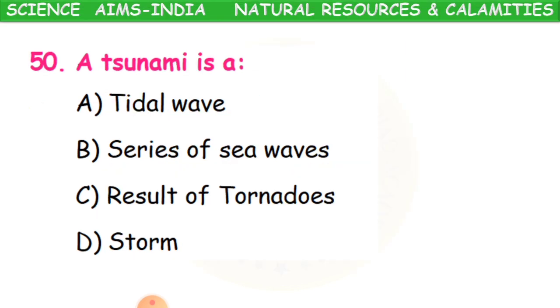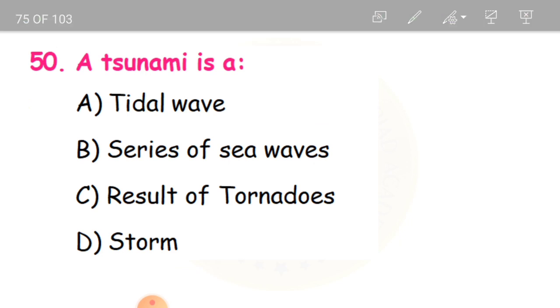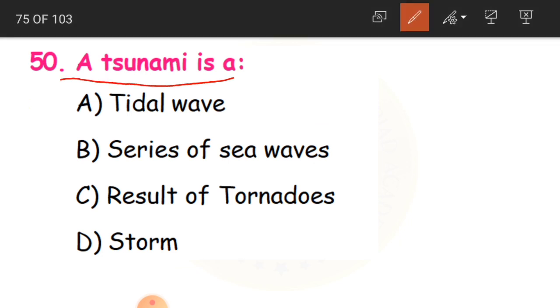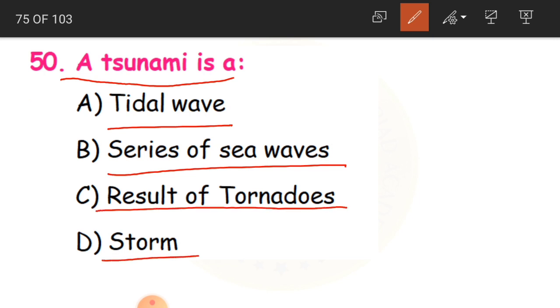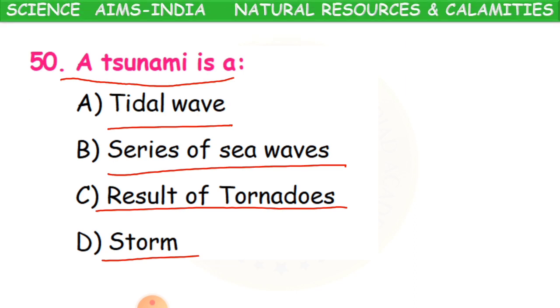Clear children? And the last question for today is, a tsunami is a, what is it? Is it a tidal wave, a series of sea waves, result of tornadoes, a storm? Okay, so actually we have learnt that it is a tidal wave. Again, what is a tidal wave? It is nothing but a series of sea waves. Series in the sense which are coming one after the other. Like you have, for example, children, the number series, no?